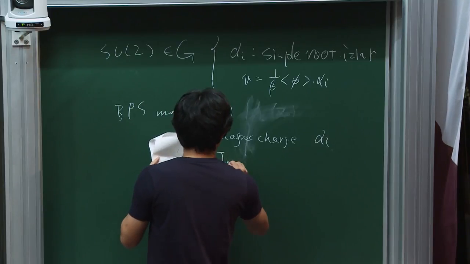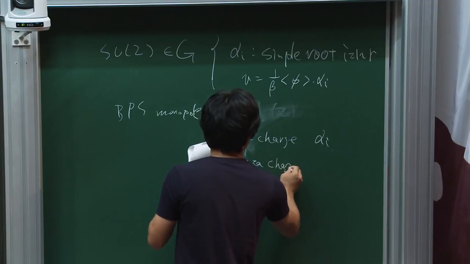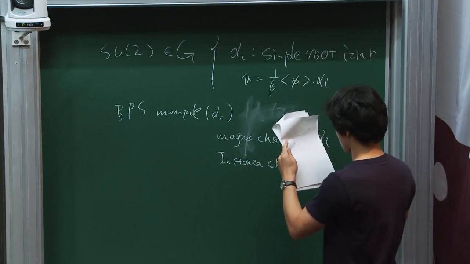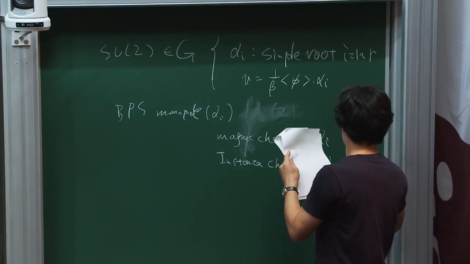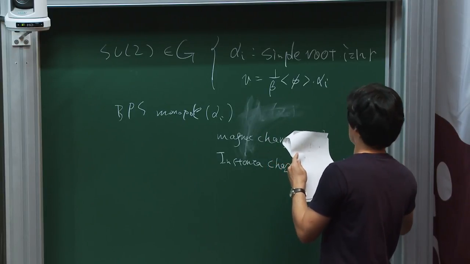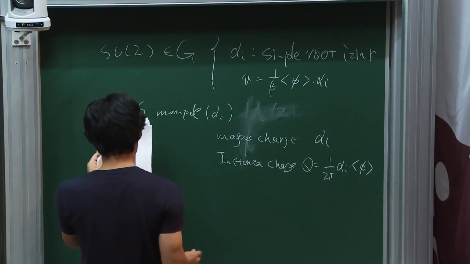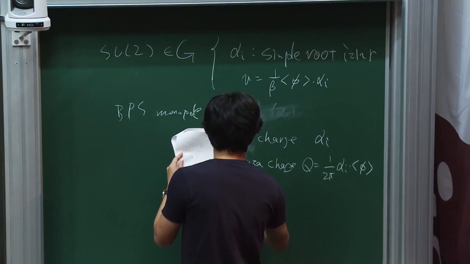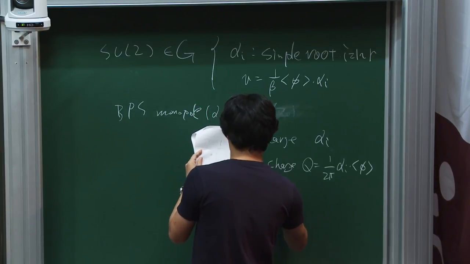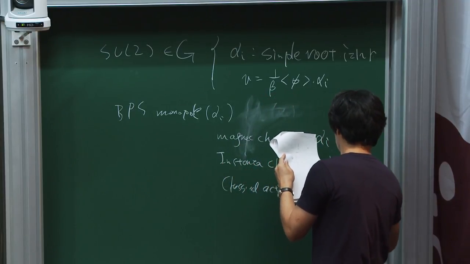And the instanton charge Q equals, so it's proportional to this combination. And the classical action S equals minus i tau alpha I.